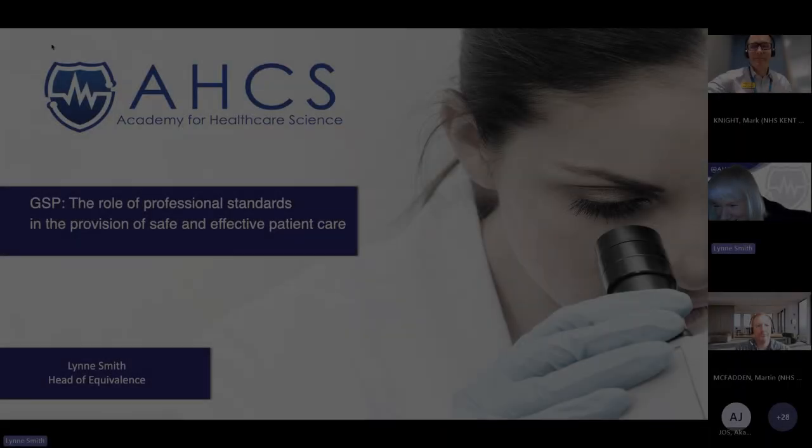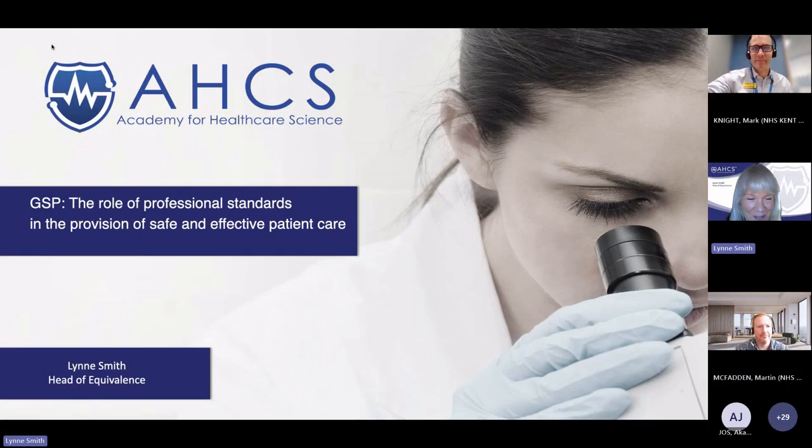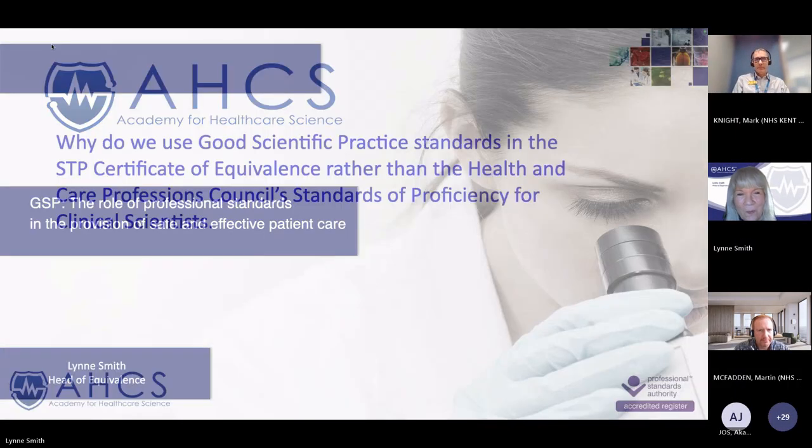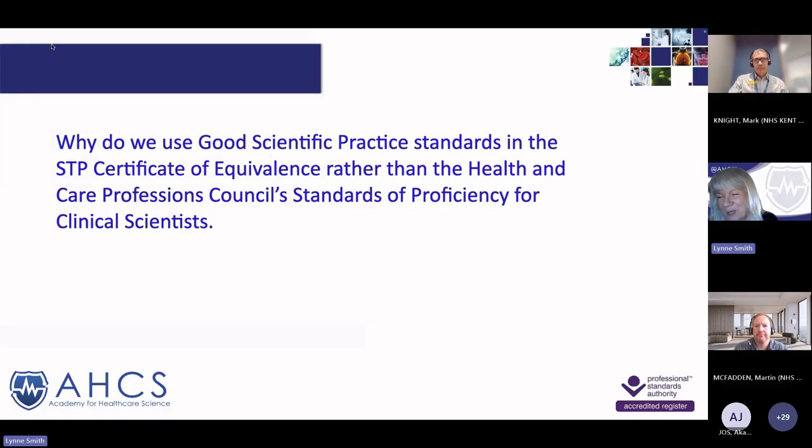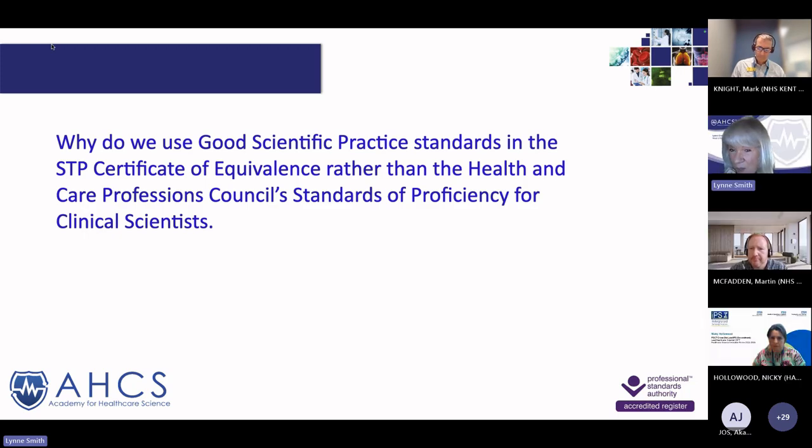So GSP should be ingrained in all healthcare scientists' minds. So why do we use good scientific practice standards for the STP rather than health and care, or should I say HCPC standards of proficiency? And that's the question we're often asked for clinical scientists. But GSP covers all healthcare scientists, but basically, why do we use those standards?